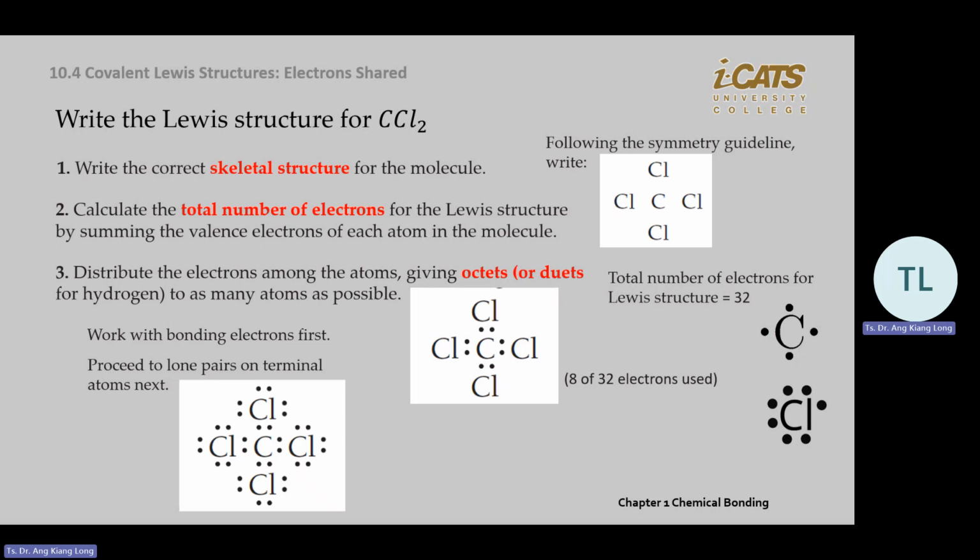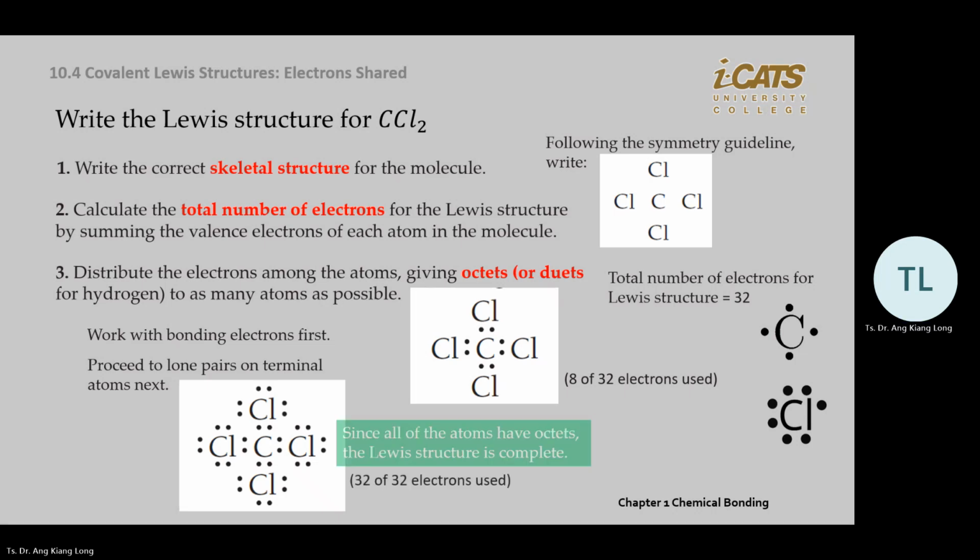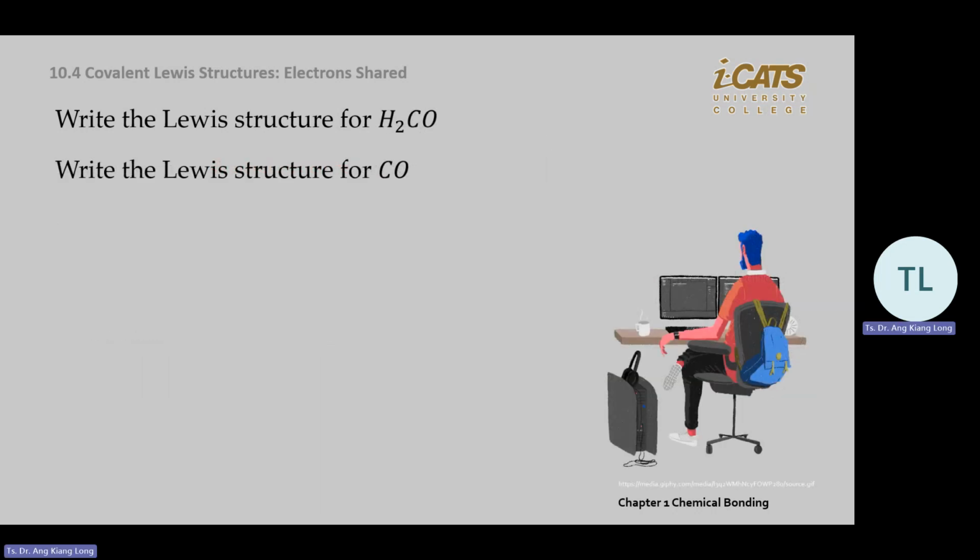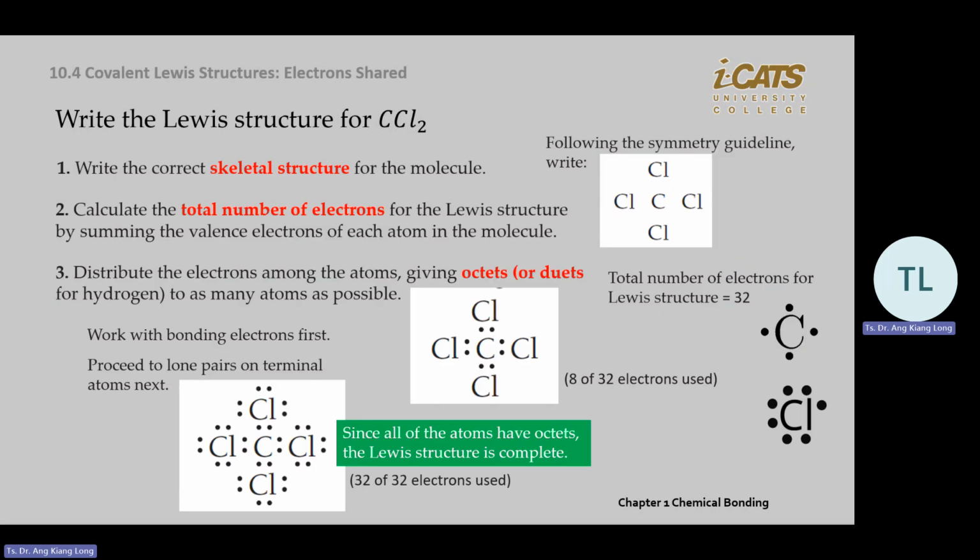Next, you convert the bonding dots into lines. One line represents 2 dots. Okay. So for example, this example, C and Cl with 6 lone pairs.